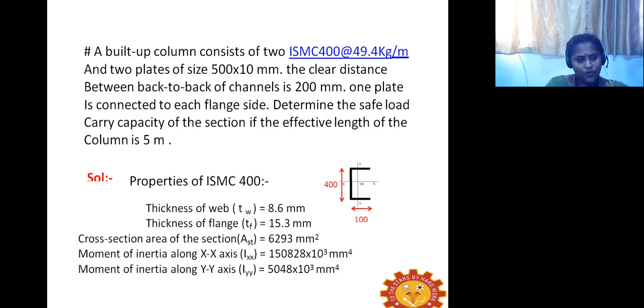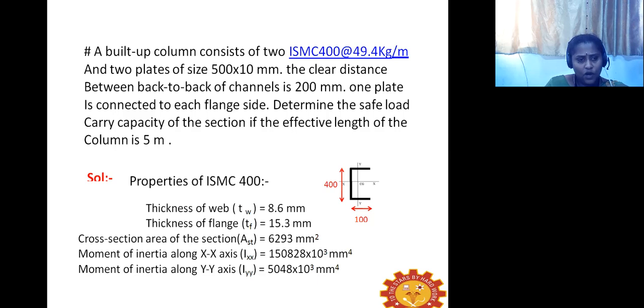Now getting into the problem, what is the question given clearly? A built-up column which consists of two ISMC. As I was telling you, whenever it is a built-up column, it is not necessary that it has only one section. It can be designed with two sections also, and those two sections can be connected with the help of plates.